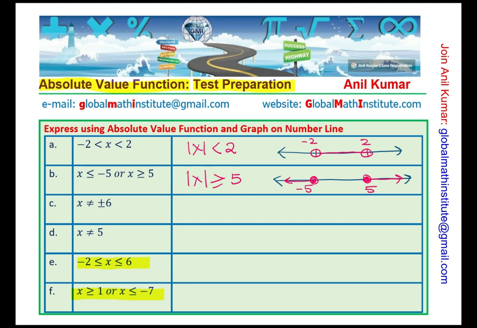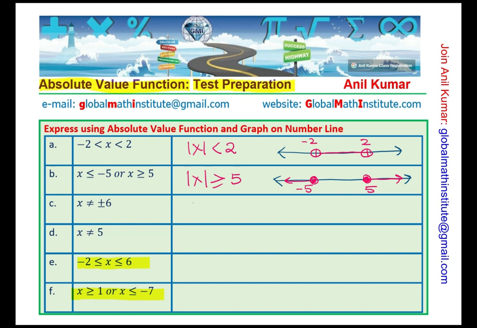Perfect. So I think to begin with, these two are straightforward, which give you the definition of absolute value function. Now let's move on. We have x not equal to plus minus 6. How do we write this as an absolute value function? So when I say x is not equal to plus minus 6, then it means we are looking for two values where x is not equal to plus minus 6.